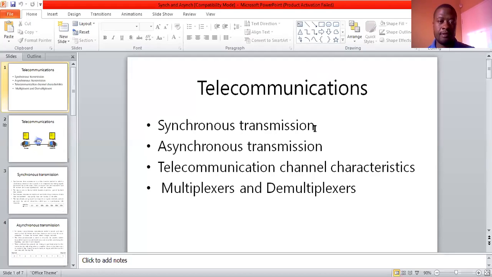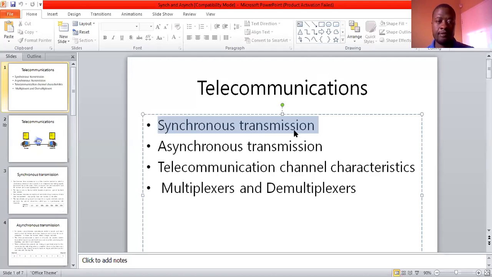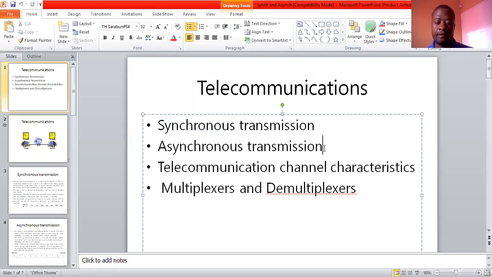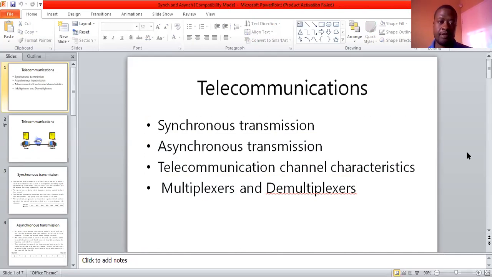We're going to look at certain things in this lesson. Firstly, we're going to look at what is synchronous transmission, and then we'll look at asynchronous transmission. We'll look at telecommunication channel characteristics. We'll look at multiplexers and demultiplexers. So this is the layout of our presentation for today. Okay, so let's just move on to the next slide.